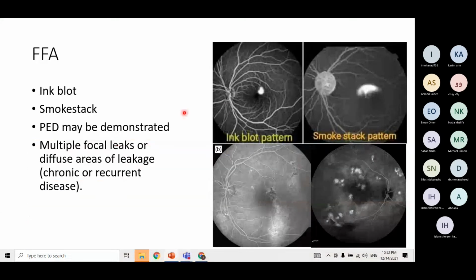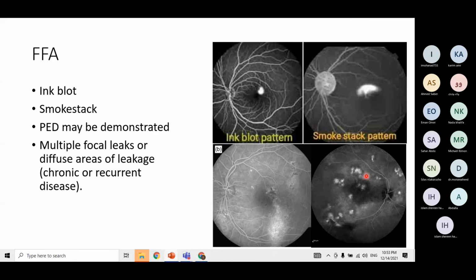The FFA is important here because if the leaking point is away from the center of the fovea, I can do laser treatment directly to the leaking point. If it's close to the center of the fovea, I'll be hesitant to perform laser treatment, and I may advise the patient to wait or to have another form of treatment. This is why the fluorescein angiography is important in those patients.